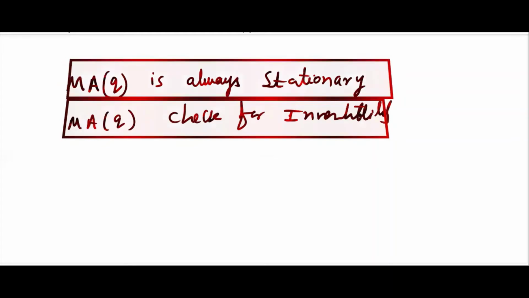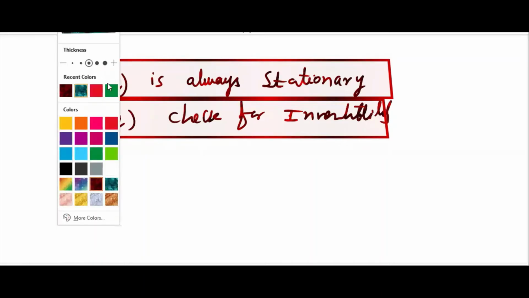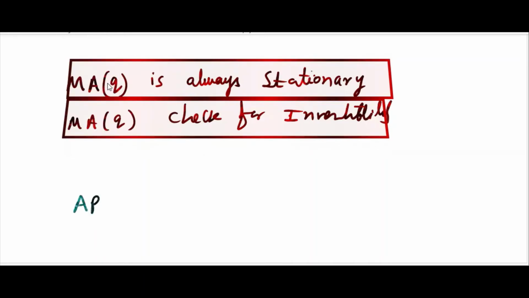This is stationary because we can check the correlations, variance, mean, constant, all those things. But remember, simply you can say it's a combination of random shocks or errors, so there is no way you can establish a link. So MAQ is always stationary. However, when you talk about the AR process, ARP is always invertible. We'll see that.